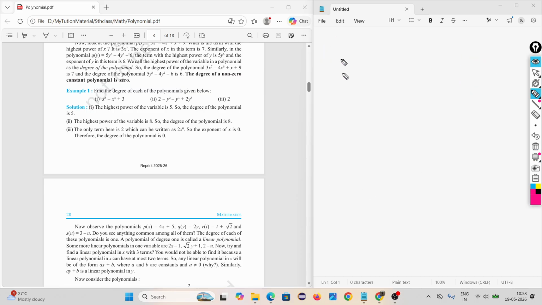Then in the second polynomial, 2 - y^2 - y^3 + 2y^8, what is the degree? 8. And for the constant, what is the degree? 0, because I can write it as x raised to the power 0.